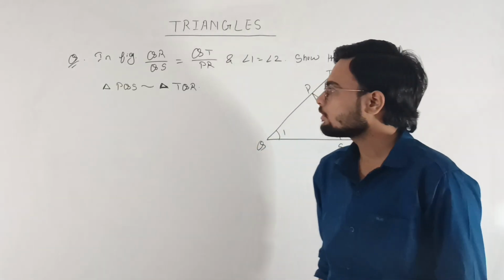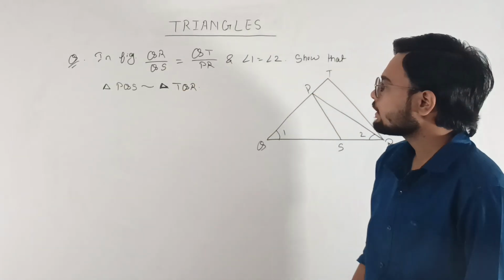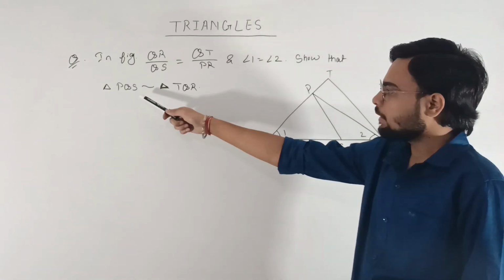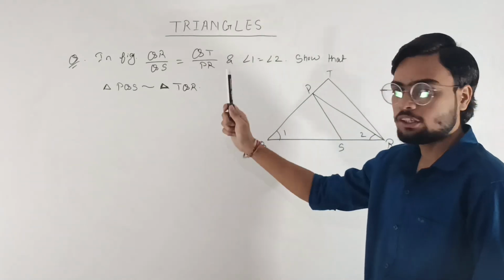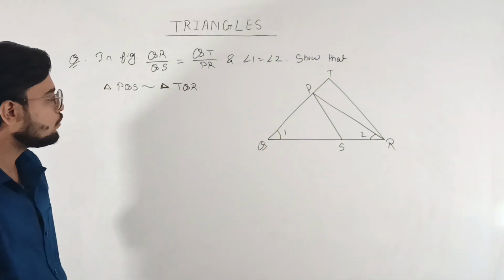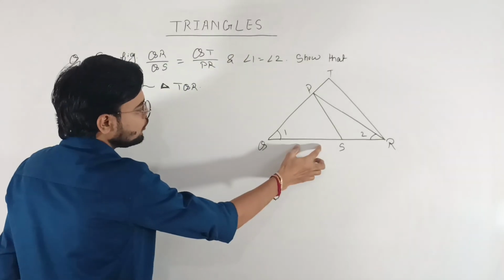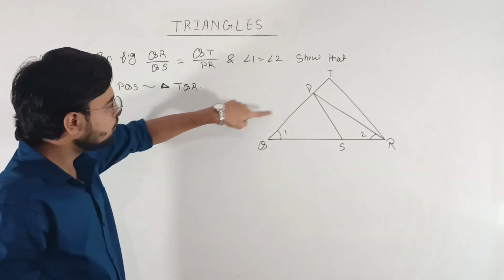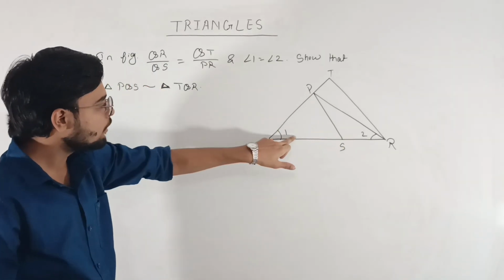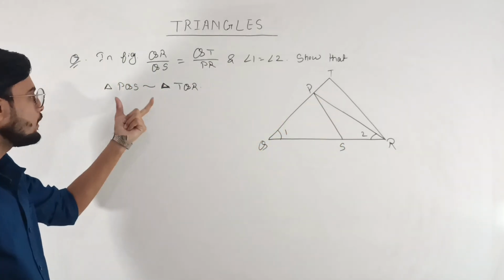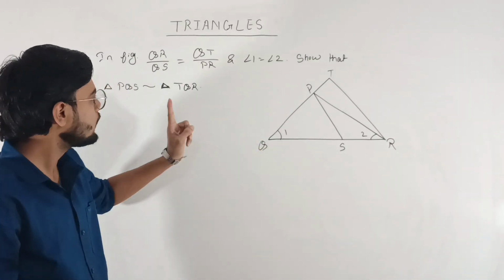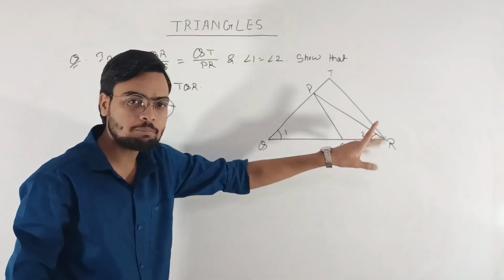Now see our first question. The question is: in the figure, QR upon QS is equal to QT upon PR and angle 1 is equal to angle 2. Then we have to show that triangle PQS is similar to triangle PQR. Look, this is my figure. In this figure, QR upon QS is equal to QT, the bigger line, upon PR, and angle 1 is equal to angle 2 is given. Then we have to prove that triangle PQS, this smaller triangle, is similar to triangle PQR, this bigger triangle.